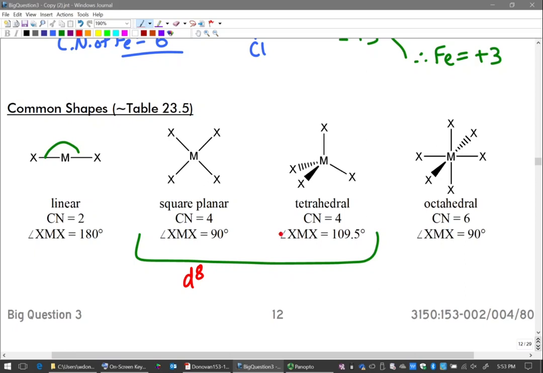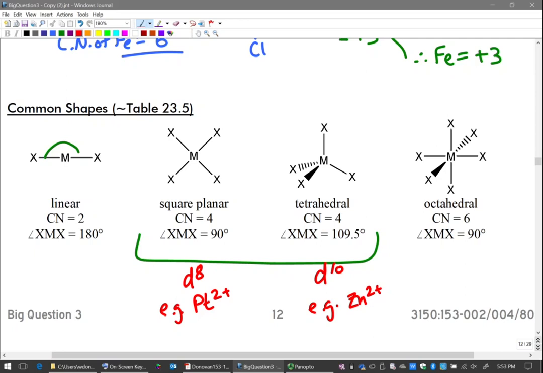Being d8 makes it be square planar. For whatever reason, things that are d8 are square planar. On the other hand, things that are d10 are always tetrahedral. For example, zinc ion. Zinc ion is argon 3d10. You lose the 4s2 from a neutral zinc, you get 3d10. So d10 is always tetrahedral. d8 is always square planar. And there are other trends we observe.